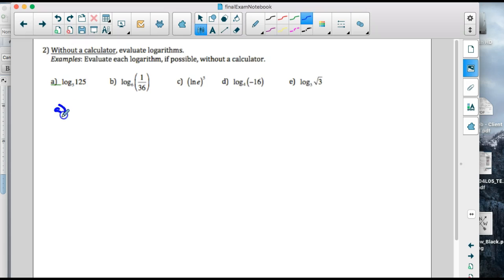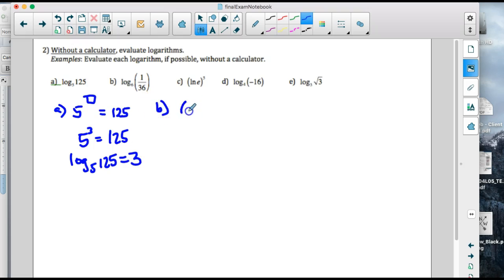So for part A, 5 is the base. A logarithm equals the exponent, so we don't know the exponent, and it equals 125. So basically we're looking for 5 to what power is 125. In this case, 5 to the third power is 125. So that means log base 5 of 125 equals 3. It equals the exponent.